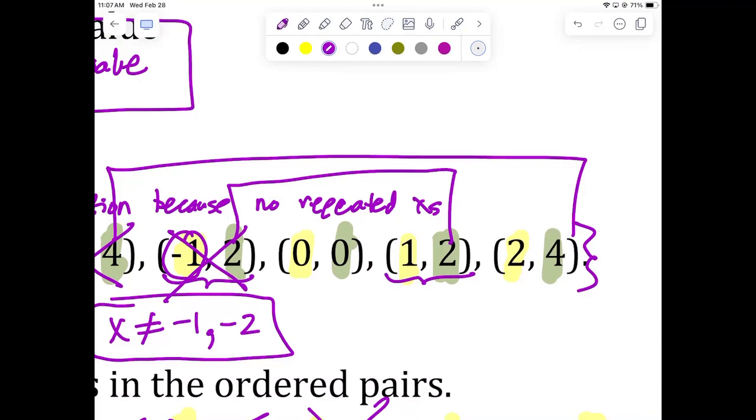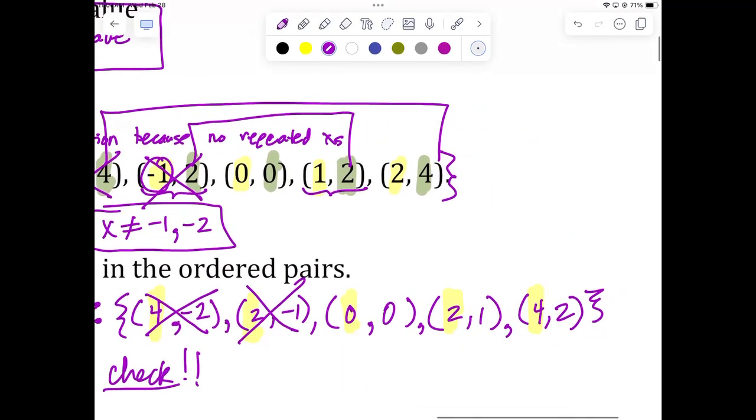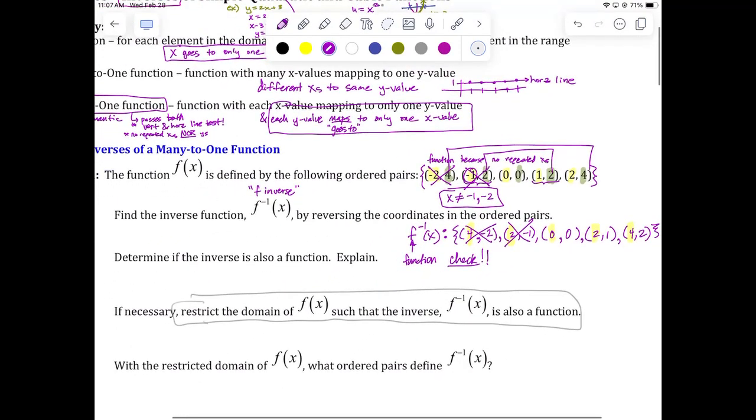Let's check the y values for 1 to 1-ness. Do I have any repeated y value now? 0, 2, 4? Those are all unique as well. So I know right away now that the inverse will end up being a function. There's only one way to code and only one way to decode. Got it? We're coding messages here. That's not so bad. So we get to choose which one we get rid of. When it's ordered pairs, you get to choose.